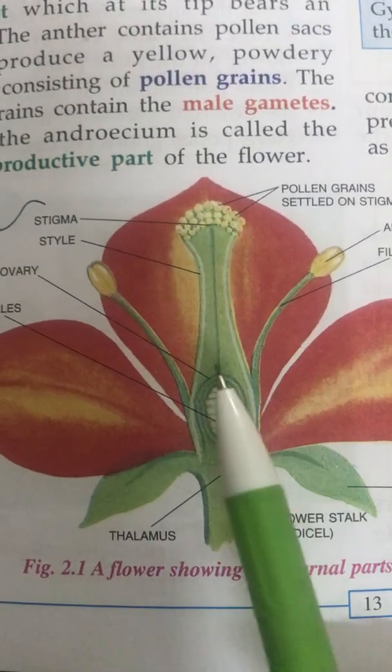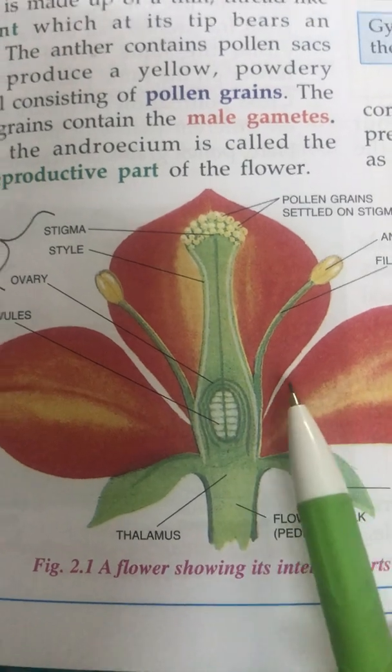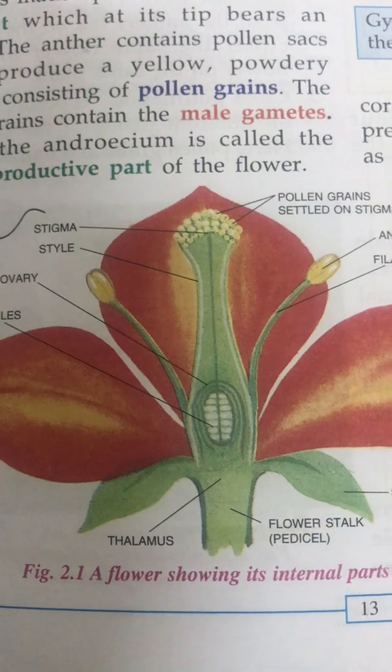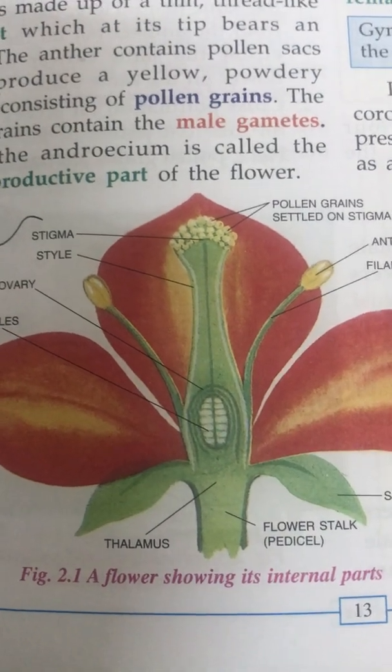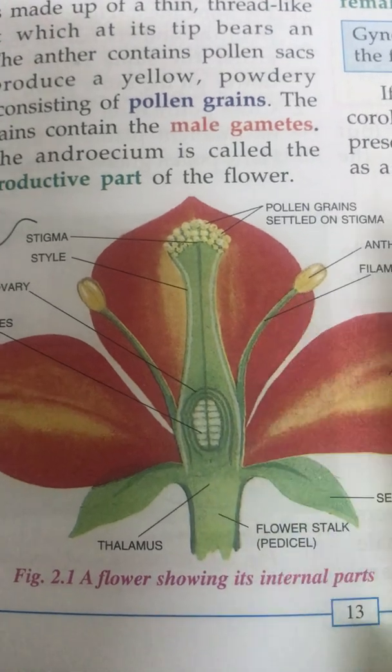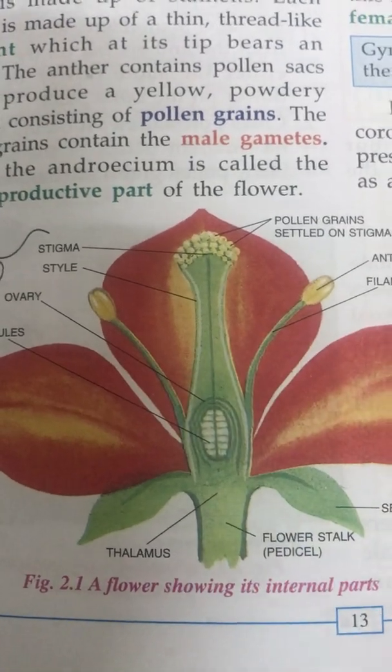And complete flowers are always bisexual. Bisexual means having both male and female reproductive parts. But an incomplete flower may be unisexual. That means it may either be a male flower or it may be a female flower.